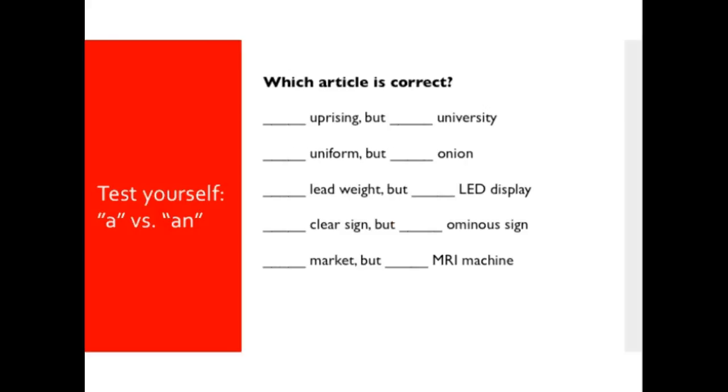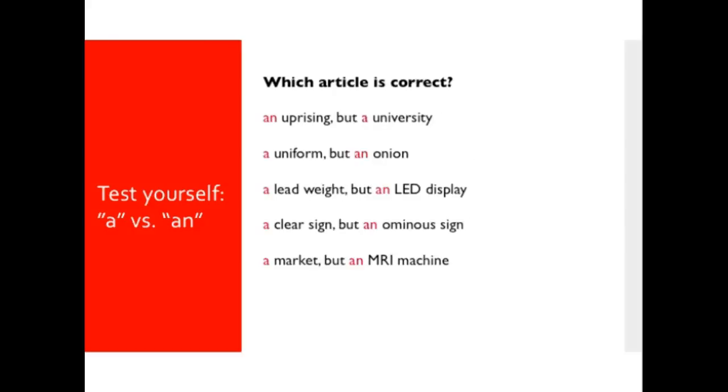So take a second again, pause this presentation, and try to get your "a"s and "an"s down, fill in the blanks, and then we'll review in the next slide. So here we go. It's a little confusing because both of our first words here start with U, but they have different sounds. An uprising, but a university. "University" starts with a Y phonetically. A uniform versus an onion. A lead weight, an LED display, as I talked about earlier.